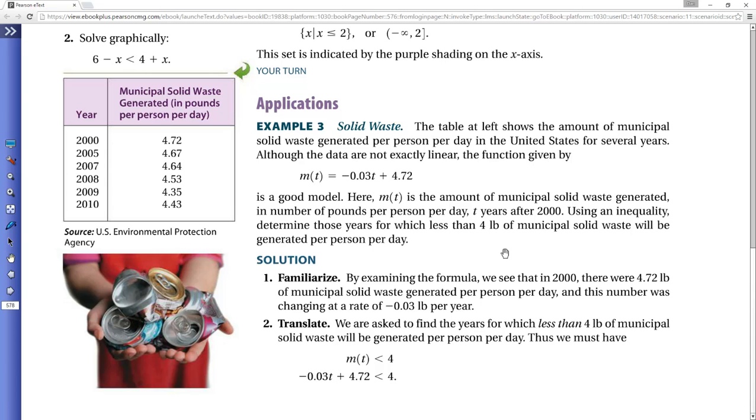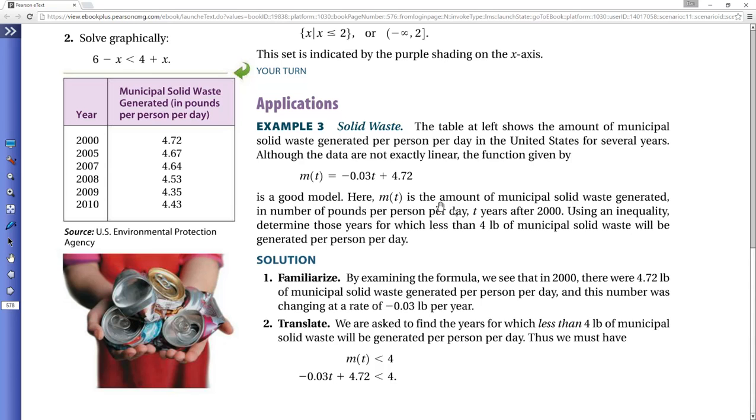So using an inequality, basically we can create something to represent what we think's going on with these questions that they're asking, because it is a good model. Okay, so this shows us some stuff. It really doesn't ask the question yet, and until it gets down here, it says is a good model.